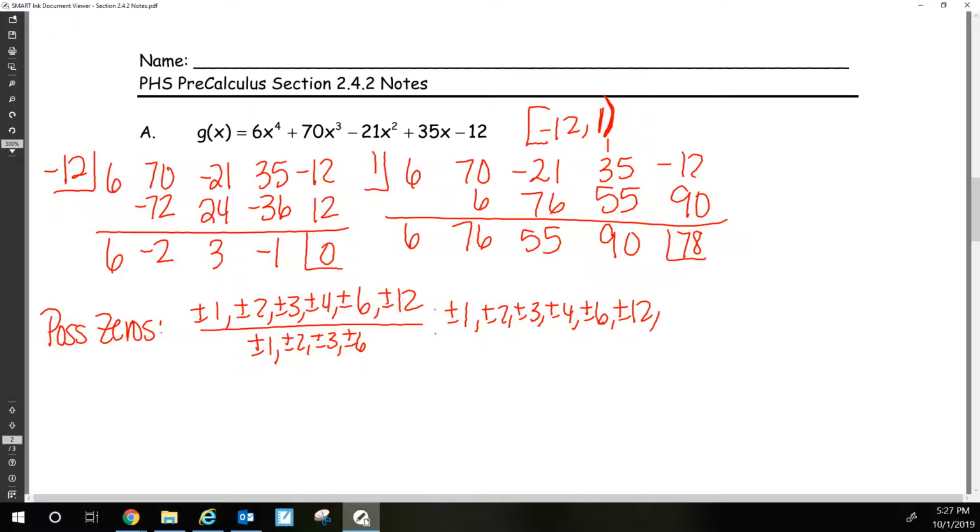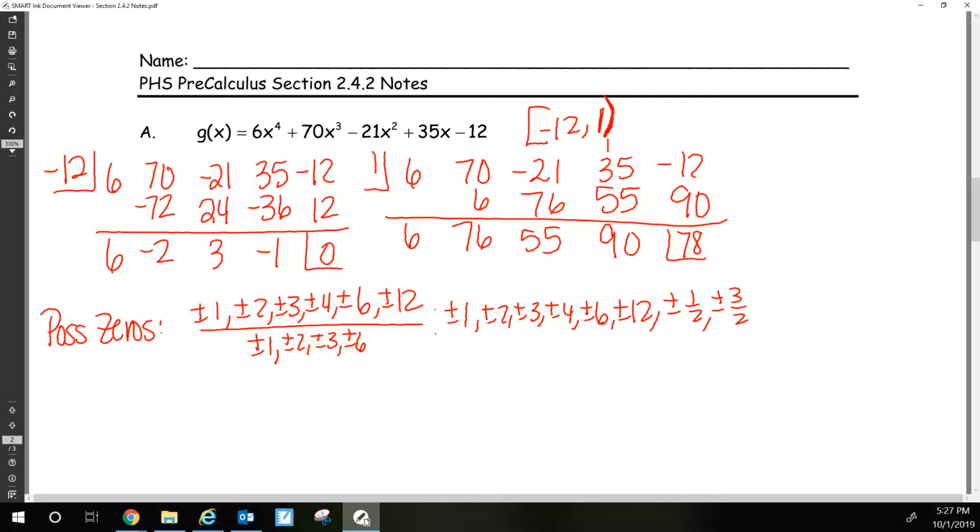I'm sure you can hear my pen. All right, and we need to divide by 2. So 1 divided by 2 is 1/2. 2 divided by 2 is 1. 3 divided by 2 we need in there. 4 divided by 2 is 2. We've got that. 6 divided by 2 is 3. 12 divided by 2, we have 6 as well.